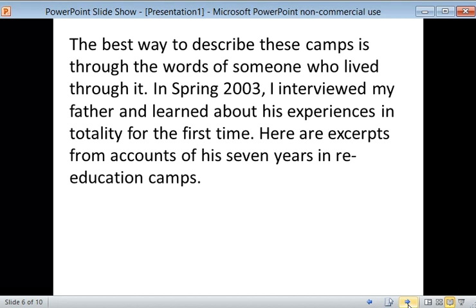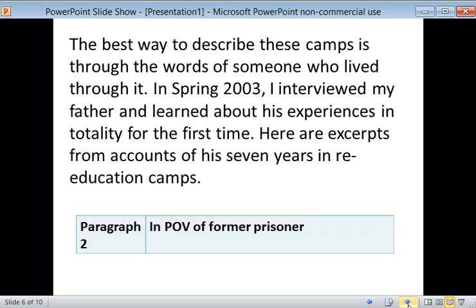And paragraph 3. The best way to describe these camps is through the words of someone who lived through it. In spring 2003, I interviewed my father and learned about his experiences in totality for the first time. Here are some excerpts from accounts of his 7 years in re-education camps. I'm going to write paragraph 2 on the left, and on the right, I'm going to write the main idea, which is that it's the point of view of the former prisoner, the author's father.